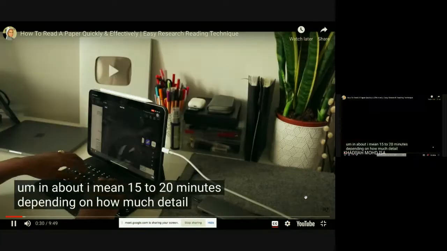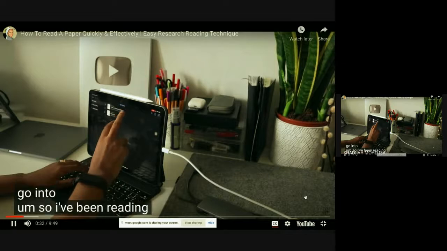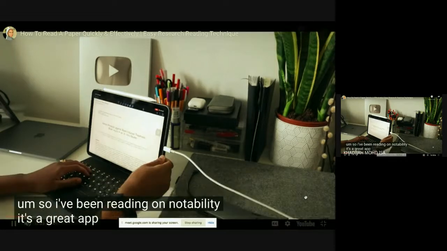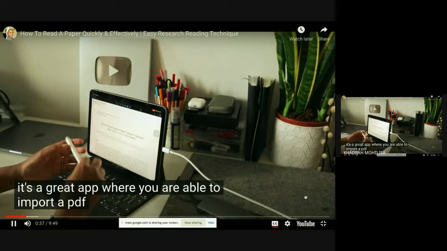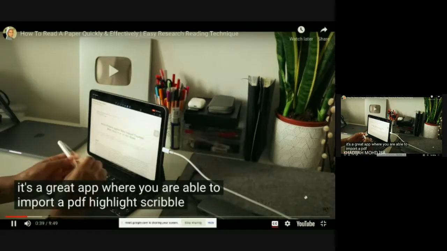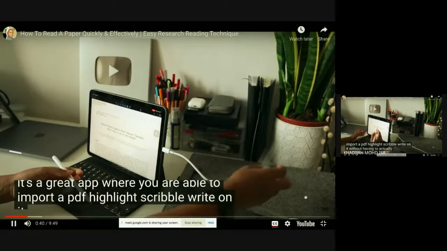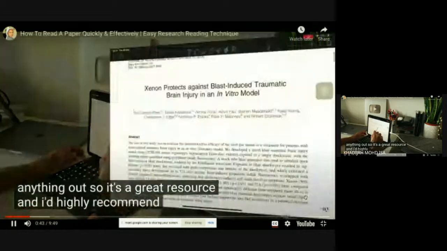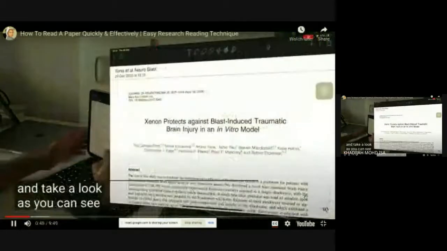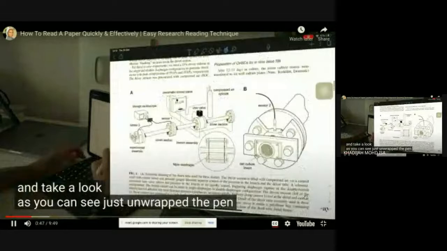So I've been reading on Notability. It's a great app. You are able to import a PDF, highlight, scribble, write on it without having to actually print anything out. So it's a great resource, and I'd highly recommend you download and take a look. As you can see, I just unwrapped the pen, and there's some ASMR for you right there.